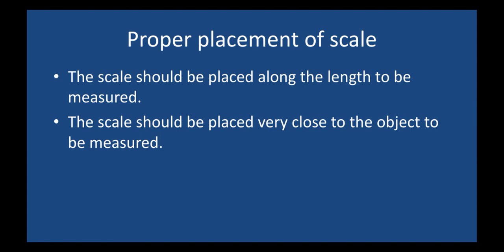So once again, proper placement of scale. How does the scale need to be placed? The scale should be placed along the length to be measured, just like the first figure. You will place it along the length. Then the second one, the scale should be placed very close to the object to be measured. Yes, now it is very important. If you want to measure the length of a block, you cannot keep it far away and measure it properly. If you do so, you may get inaccurate results, but we are looking for the most precise and accurate results. So in such a case, you should place the scale very close to the object whose length you are trying to find.